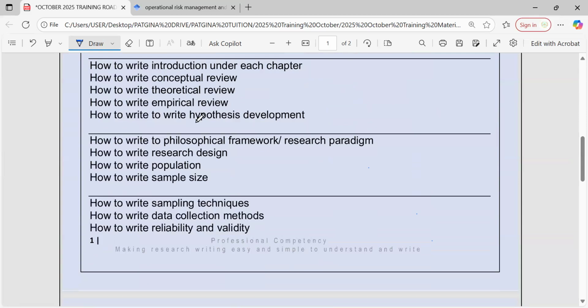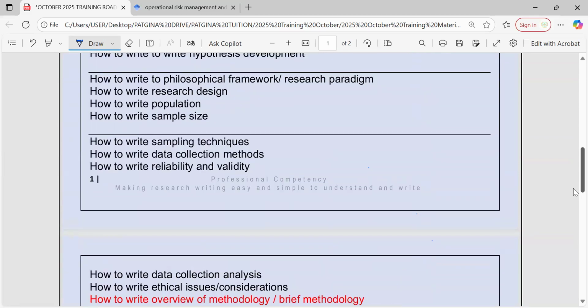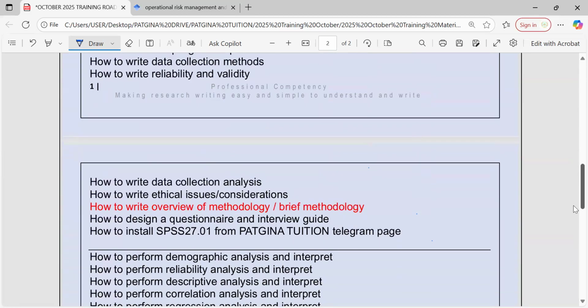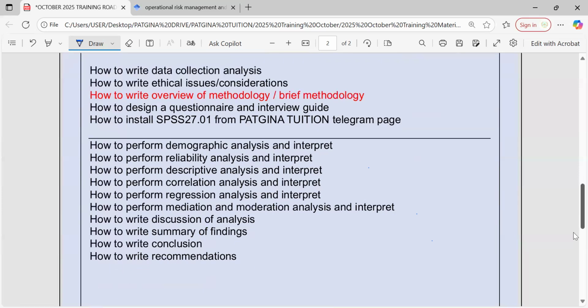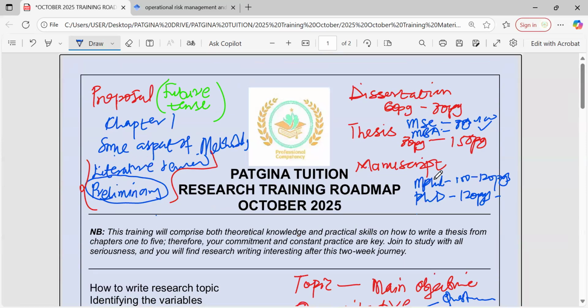They are all here. Then chapter 3, we will also take you through how to write research design, research philosophical framework, population, sample size, sampling technique. We are going to teach you how to perform the calculations. When we are doing the sample size, we use calculations. We are going to teach you how we write all those things. Then we come to chapter 4, how to perform those analyses. Then chapter 5, how to write summary of findings, conclusions, and recommendations. And we are good to go. So from that, if you see people's thesis and there's a mistake, you will see what this person has done wrong.